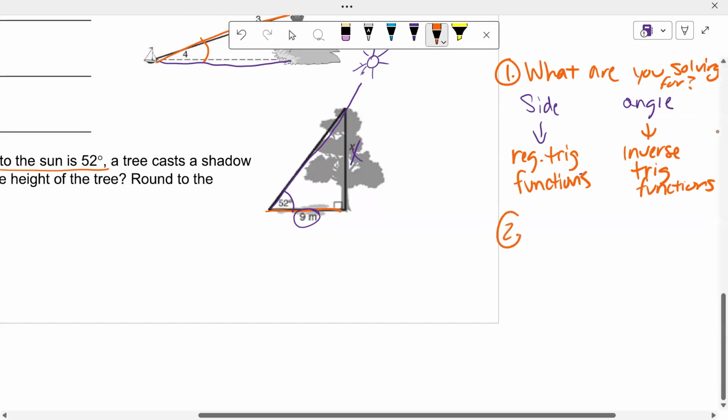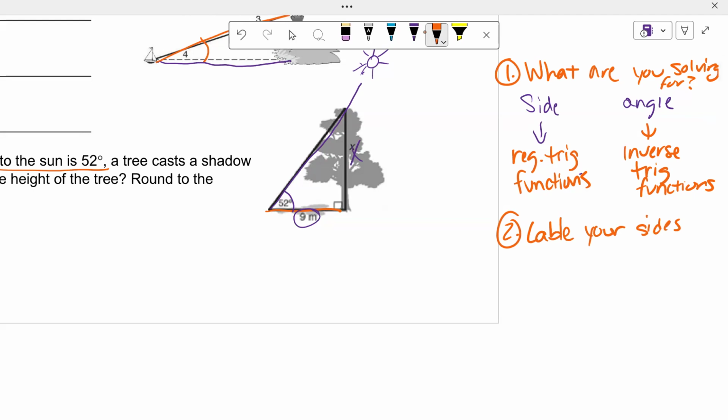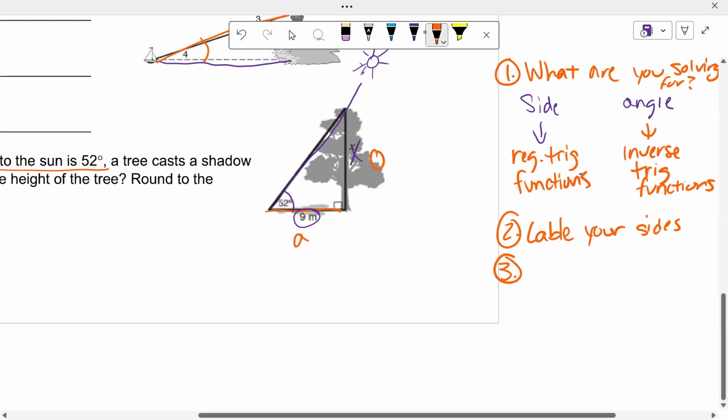Step 2, label your sides. So here's our angle in reference. Our x in reference to the 52 should be opposite. Our 9 meters in reference to the 52 should be adjacent. So number 3 is SOHCAHTOA. Identify which one you're going to use and plug it in. In this case, we have an opposite and an adjacent, so we're going to use TOA.